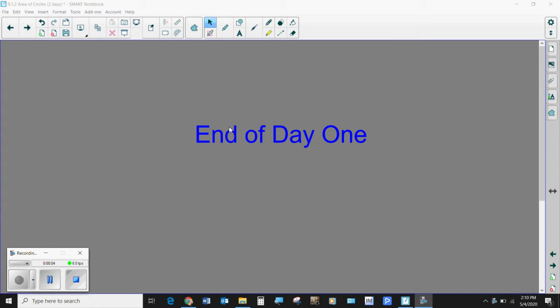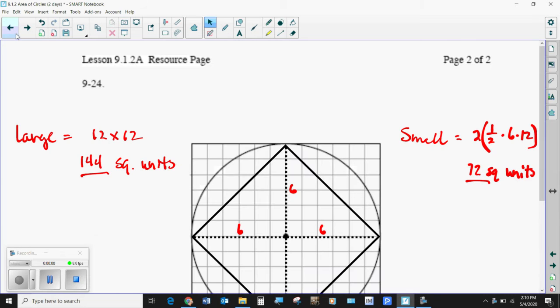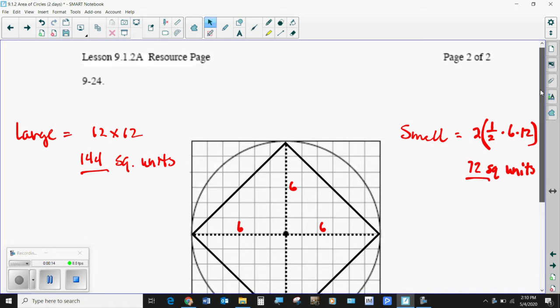All right, let's take a look at some of the ideas that we were working with yesterday, and we're going to continue with those ideas and then move toward a formula for finding the area of a circle.